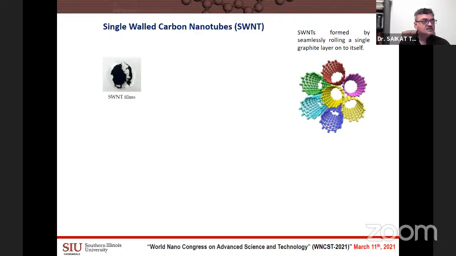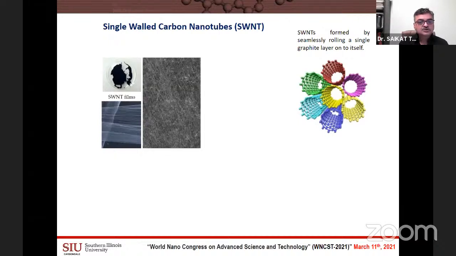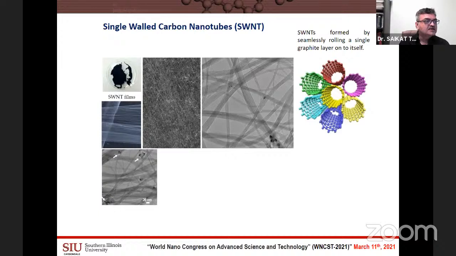So you can see this is the single wall nanotube film in a 3-inch Petri dish. And the SEM images show that they are entangled bundles. Basically, a whole bunch of nanotubes bundling together.